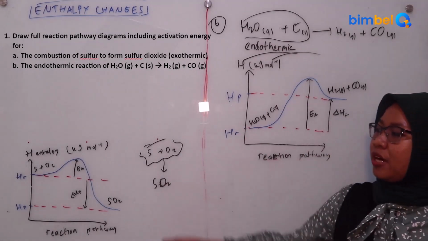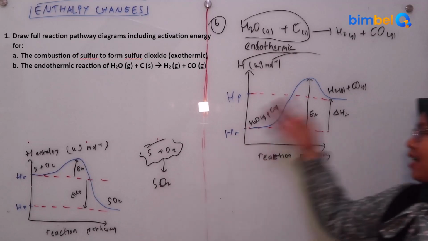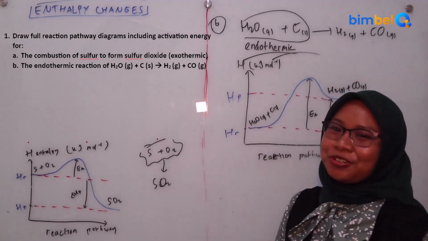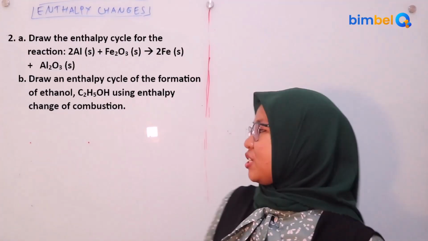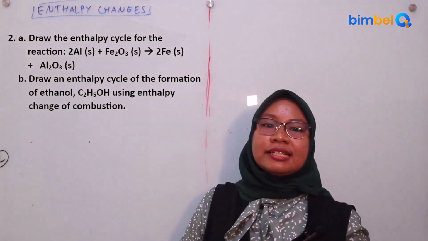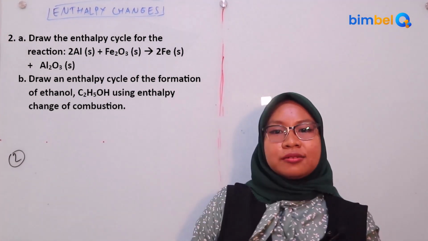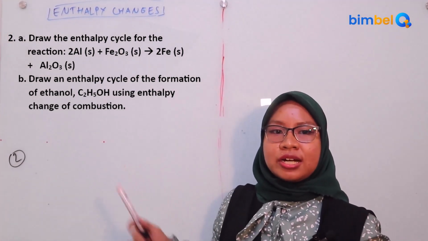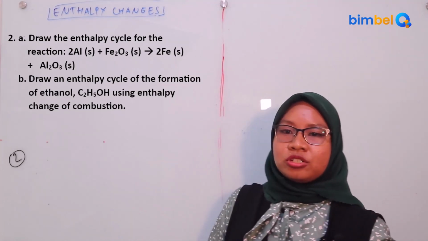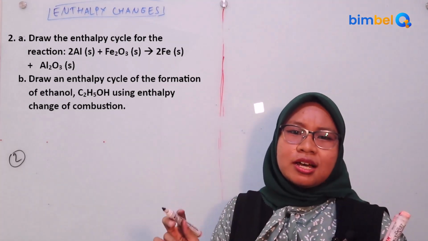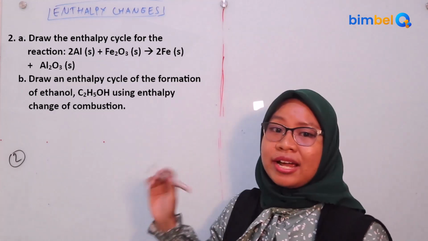This is the difference between the reaction pathway diagrams for exothermic and endothermic reactions. I think it's quite easy, you guys. I'm sure you can do it alone. Now let's do question number 2. The question is: draw the enthalpy cycle for the reaction of aluminum with iron(III) oxide to form Fe and aluminum oxide. So we start by remembering the Hess cycle.